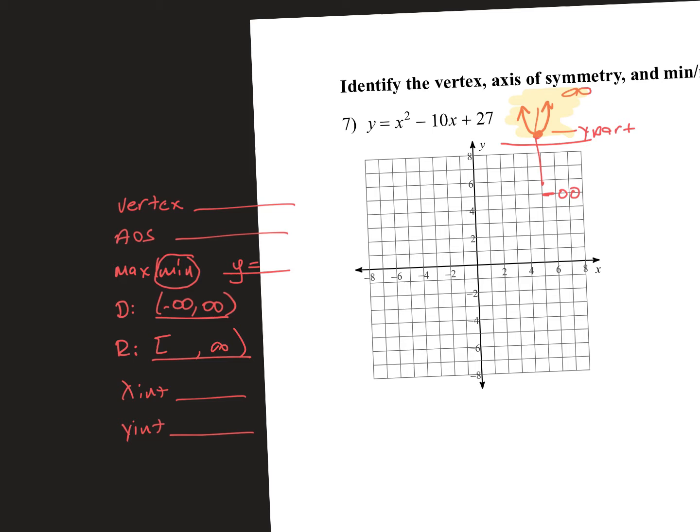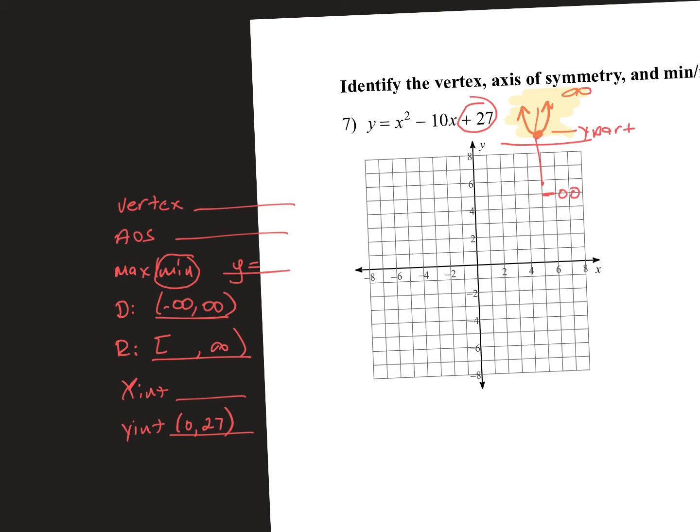Good. Can I just look at my equation and tell you what the y-intercept is? Yes. What is it? 27. y equals 27, so it's (0, 27). Obviously, is this graph big enough to show the y-intercept? No. But you guys should be able to form a general picture.